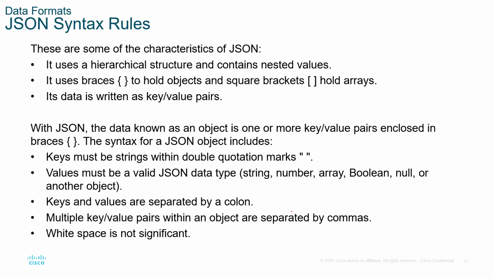With JSON, the data known as an object is one or more key value pairs enclosed in braces. The syntax for a JSON object includes keys, which must be strings within double quotation marks.